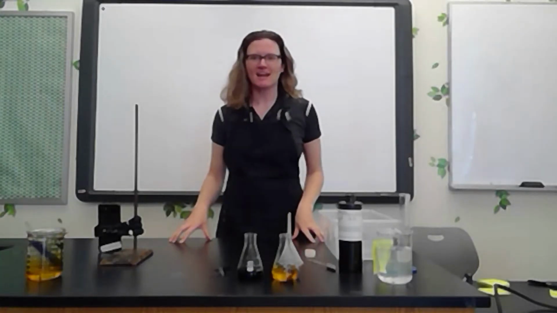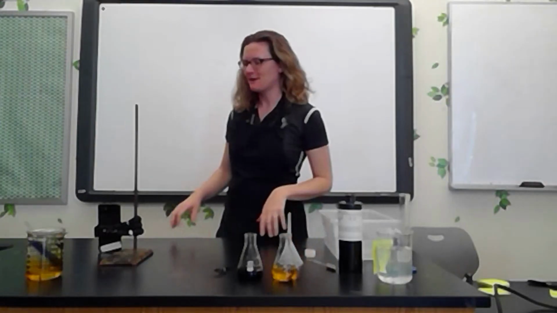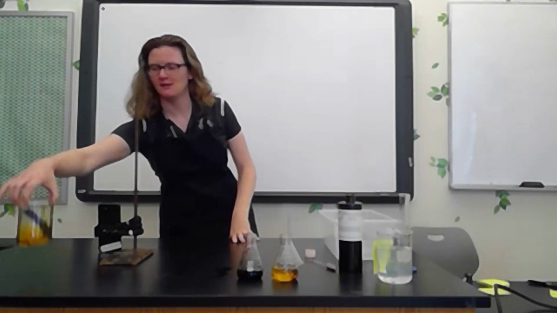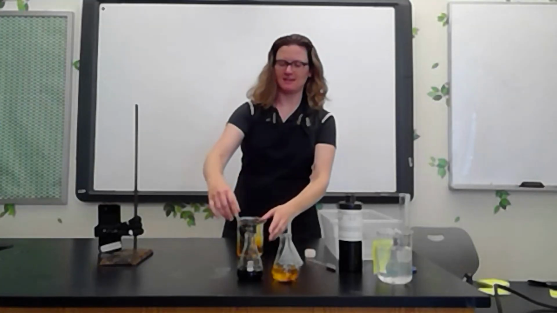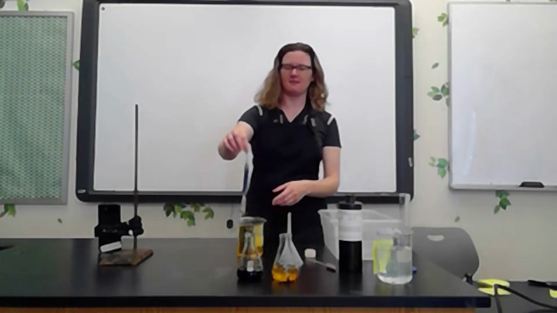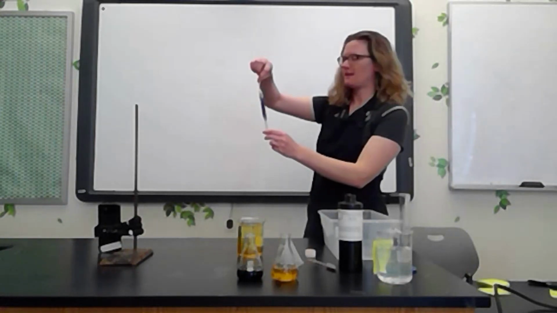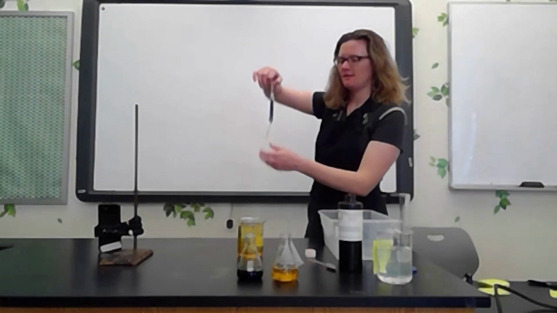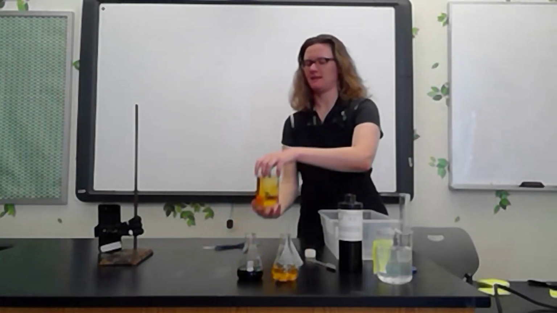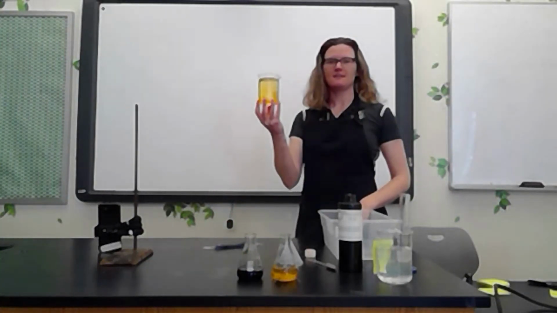All right, it is time to check on what has happened. So here is my cell in its environment, and we can see that the cell itself is very dark, inky, blackish blue. But the environment that it's in is still a light amber color.